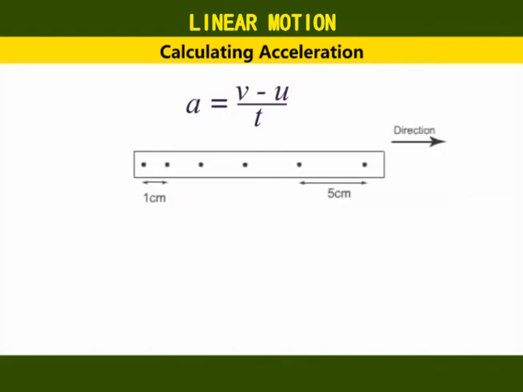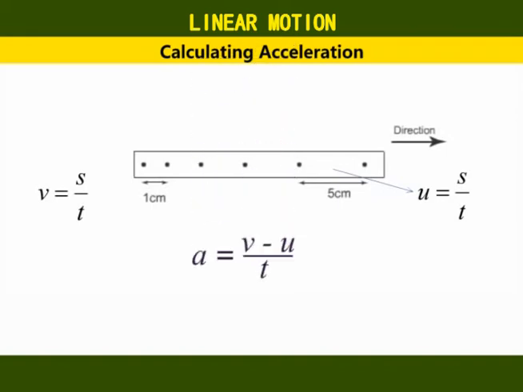T in this case will be the time taken from the initial velocity to the final velocity, and not from the first dot to the last dot as we did when calculating average velocity. From this tape, the initial velocity u can be determined by measuring the length of the first tick and then dividing by the time taken. The final velocity can be determined in the same way. Usually students would have no problem with these steps. The problem arises when finding the time taken.